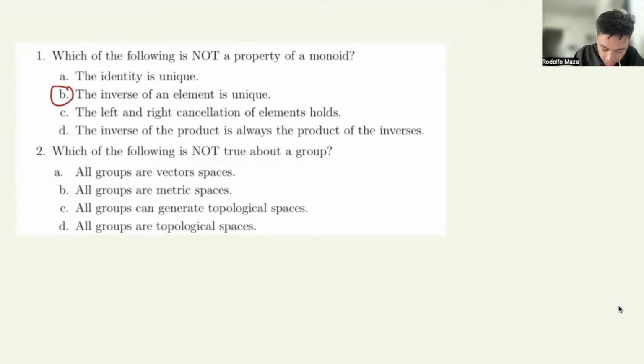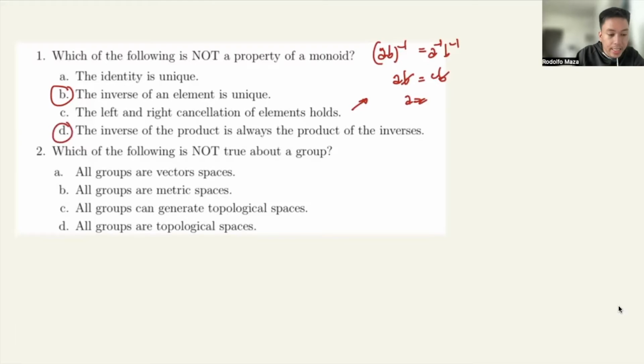Pero I think there is another one. Yung left and right cancellation mo, mag-holds yan, which is true for monoid. Kasi ang mangyayari kasi doon, let's say AB dyan, if that is CB, makaka-cancel yan. So it's AC. That's one of the properties of monoid. However, yung inverse of the product is always the product of the inverse. So, ibig sabihin ba, if you have, let's say, AB inverse, that's equal to A inverse, B inverse, hindi siya commutative in that case, in that sense. So, therefore, the B and the D is the answer.